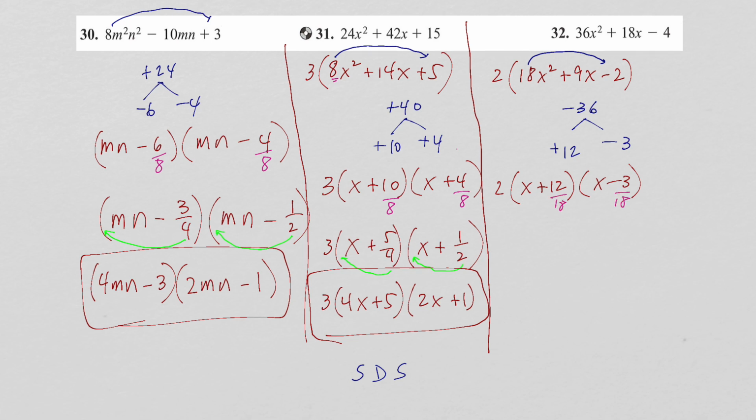And then I'm going to reduce the fractions if I can. Dividing by 6 gives me 2 over 3. Dividing by 3 gives me 1 over 6. And then I'm going to do my slide part. I'll slide the denominator back if there is one. And I'm going to get 2 sitting out there, 3x plus 2, and 6x minus 1.